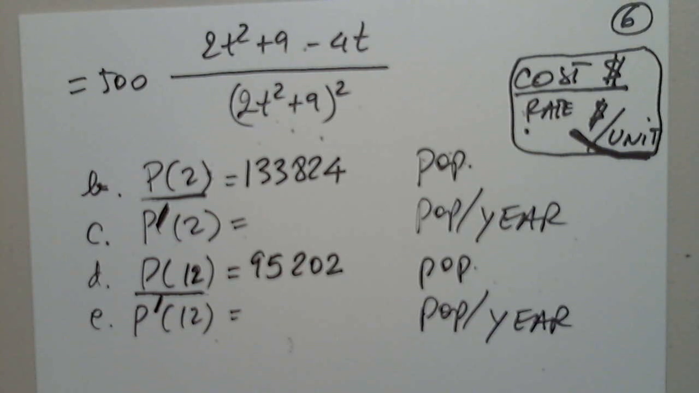Okay. And let's go back. I wasn't expecting a number smaller, because it says the growth rate. And I don't see any mistake in my function. 75 plus 500t, 2t squared plus 9. Okay. I wasn't expecting the value to go down from 133 to 95,000. Okay.